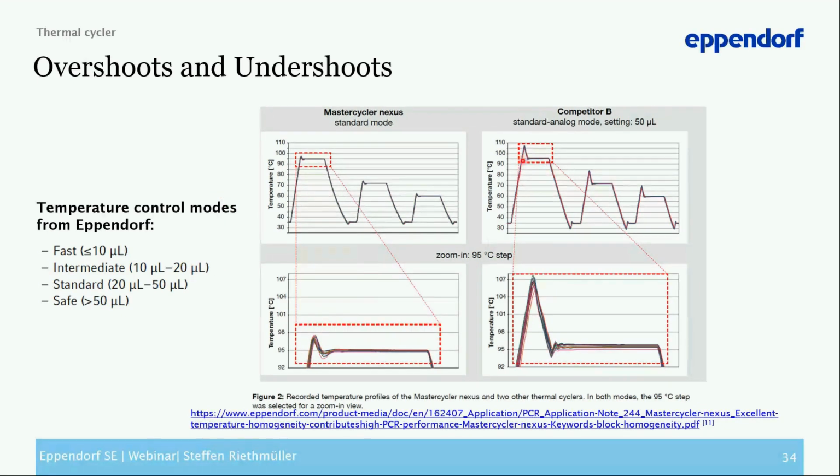And you see here that we have also measured the temperature profile of another device, and this device uses a much higher overshoot, and the overshoot is also longer. So the over and undershoots have different length, and this length also influences the total runtime of the protocol. So this is the second reason why it makes no sense to just focus on maximum heating ramp rates when talking about speed of a cycler.